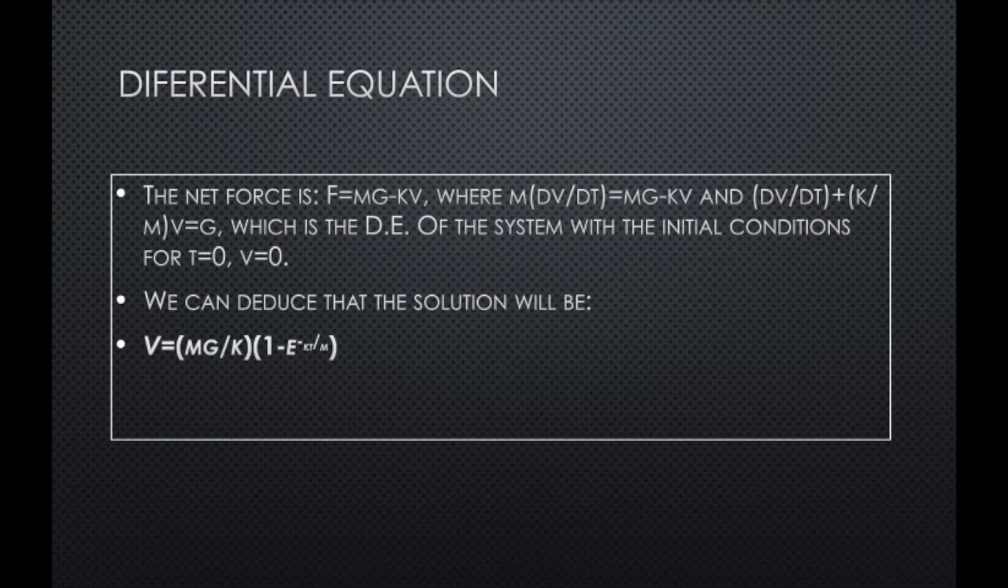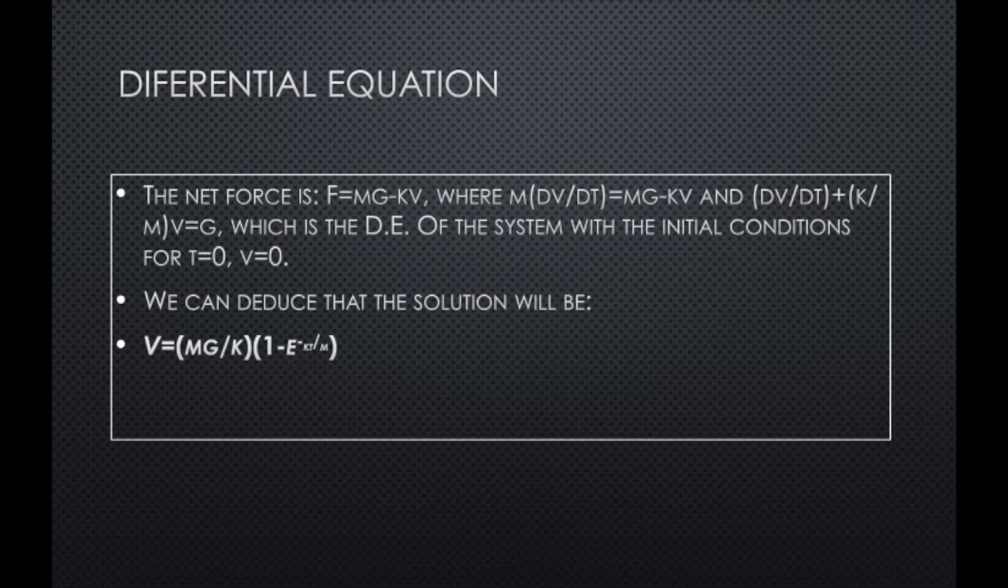The solution of the differential equation. The net force is given by Newton's second law, F equals mg minus kv, where the derivative of v is dv over dt, and dv over dt plus k over m times v equals g, which is the differential equation of the system with the initial conditions t equals 0 and v equals 0.